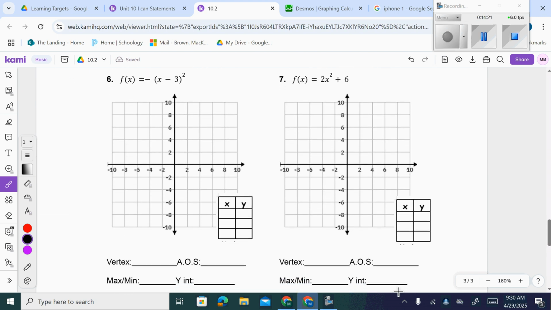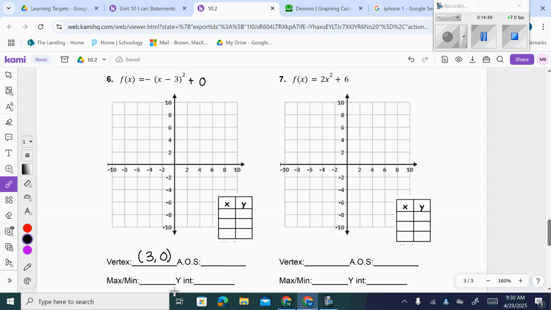All right, 6 is a little weird because it doesn't have a what? Okay, what do you call that outside number? The K. It doesn't have a K. So if you wanted to put a K there, you could put plus what? Not 1, because that would change it. Plus 0, okay? So now, what is my vertex going to be? 3, 0. Very good.